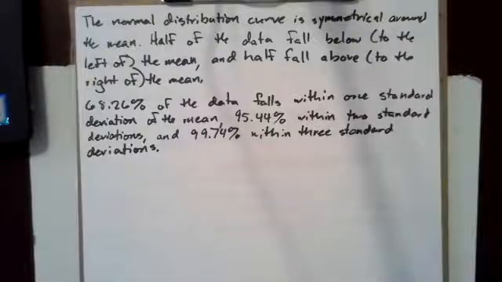The normal distribution curve is symmetrical around the mean. Half of the data fall below, to the left of the mean, and half fall above, to the right of the mean. 68.26% of the data falls within one standard deviation of the mean, 95.44% within two standard deviations, and 99.74% within three standard deviations.